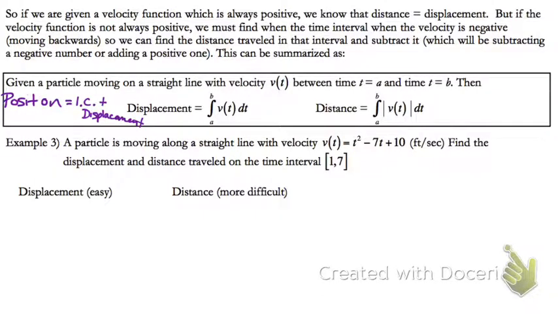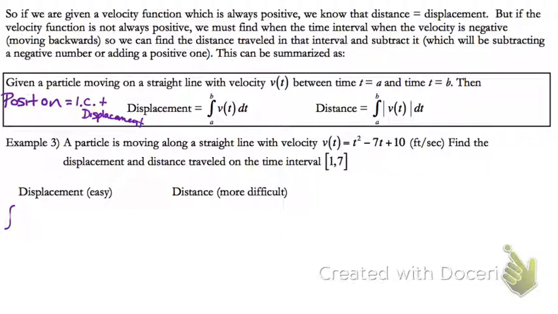Let's do an example. It says a particle is moving along a straight line with the velocity function equal to t squared minus 7t plus 10. Find the displacement and the distance traveled on the time interval from 1 to 7. Notice that I can't find the position necessarily just because they didn't tell me where it started. So if I don't know where it started, that means I don't have an initial condition and I can't find its exact position. So displacement is the easy one.